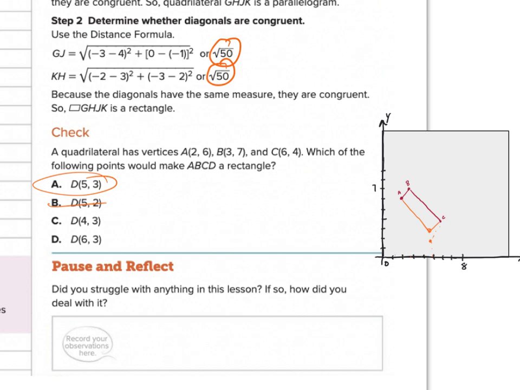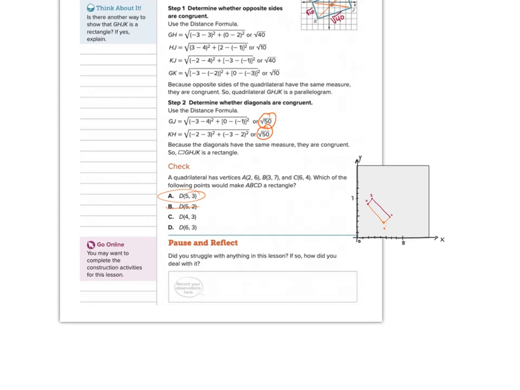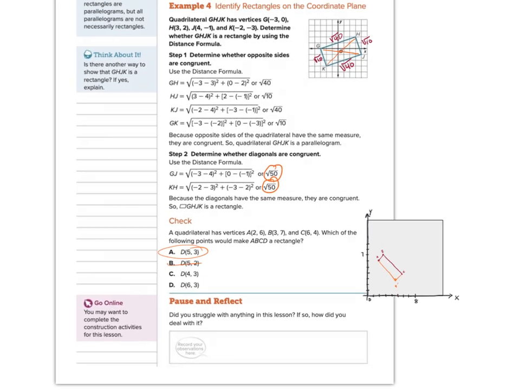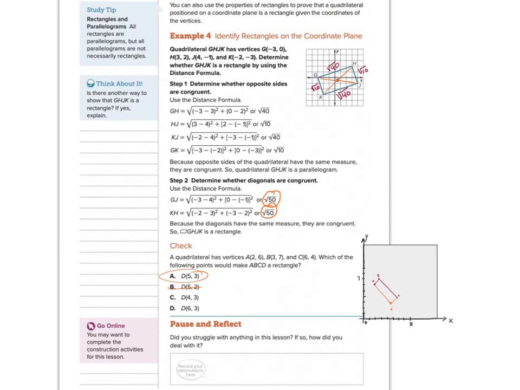So again, sometimes graphing versus the distance formula makes things a lot easier. So with that, looking at rectangles, that special requirement is it's a parallelogram whose diagonals are congruent. And now we get a little bit of practice here.